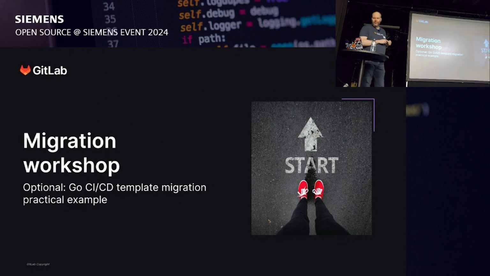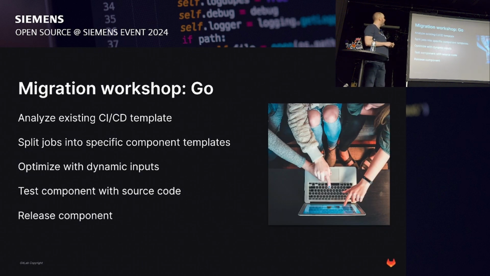We have some minutes. I'm not doing the workshop live, but I will shortly walk you through a real life example of how to migrate a Golang component from a CI/CD template into a CI/CD component. I did that in January, and for this talk I refreshed it a little bit, so you get the latest knowledge of that. So the idea is to analyze the existing CI/CD template, which is provided by GitLab, split the jobs into specific component templates, optimize with dynamic inputs, and then test the source code, and then release the source code.